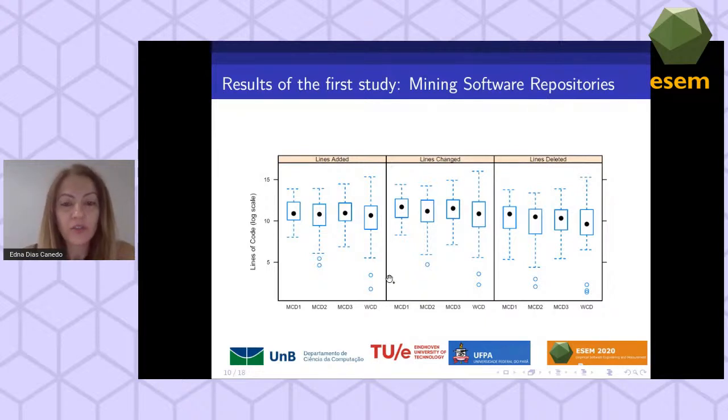Regarding the size of the contributions, we have computed the total lines of code and the number of files edited, changed, and deleted from the set of contributions of MCD1, 2, 3, and WCD. No statistically significant difference could be observed. Considering these results, we conclude that there is no difference in terms of number, frequency, and size of commits with regards to the gender of core developers.